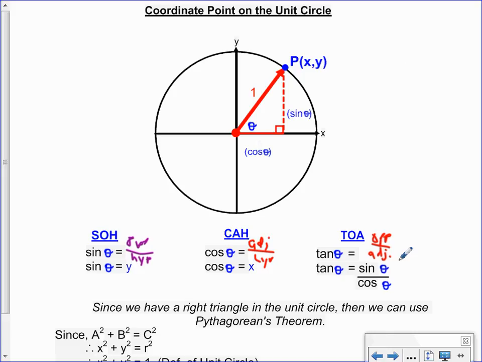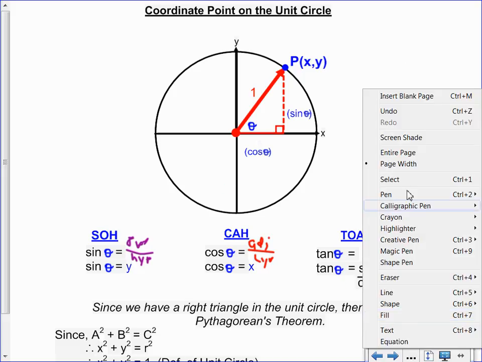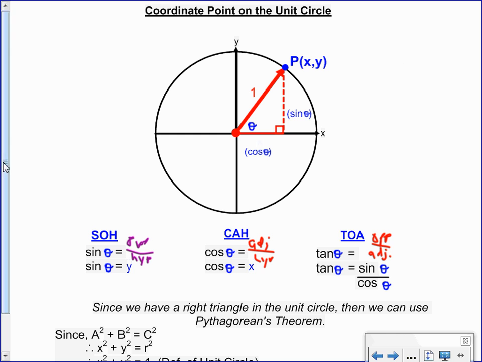Or if it helps you even better, Tropical Smoothie Cafe, because tangent is sine over cosine. Tropical Smoothie Cafe. Yeah. Tangent is sine over cosine. That's a pretty basic trig identity right there. All right, here we go.